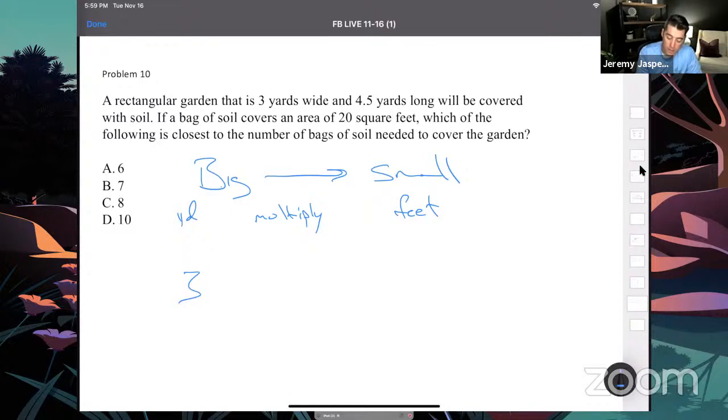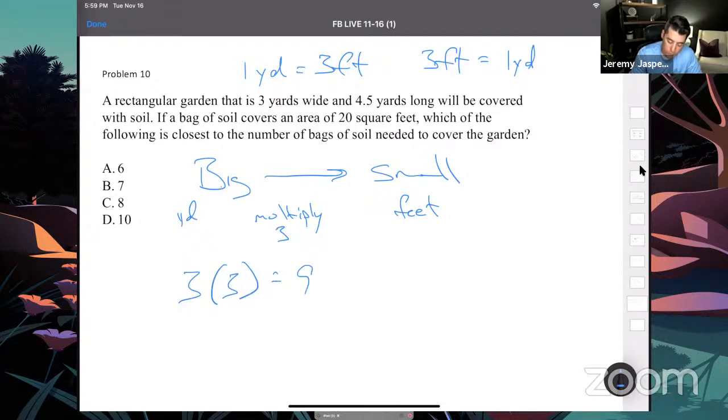That's the other thing that's important. You multiply by whatever the magic number is. So you look on your reference sheet and you see that 1 yard is equal to 3 feet, or you may see 3 feet is equal to 1 yard. It doesn't matter. I know that if I am doing big to small, yards to feet, I'm multiplying by 3. So 3 times 3 gives me 9, and then 4.5 times 3 gives me 13.5.